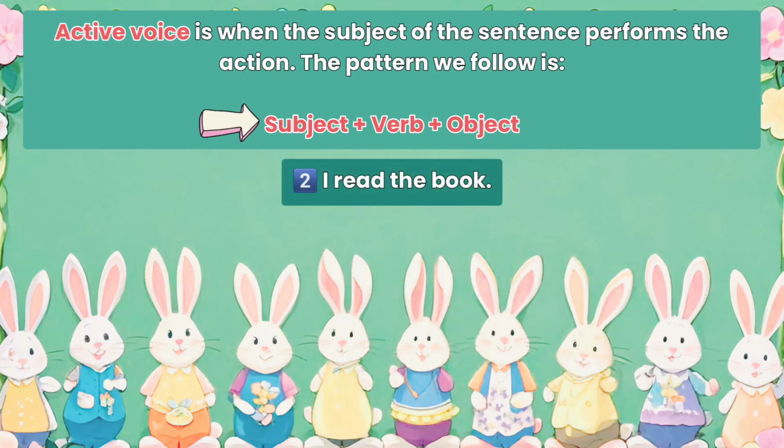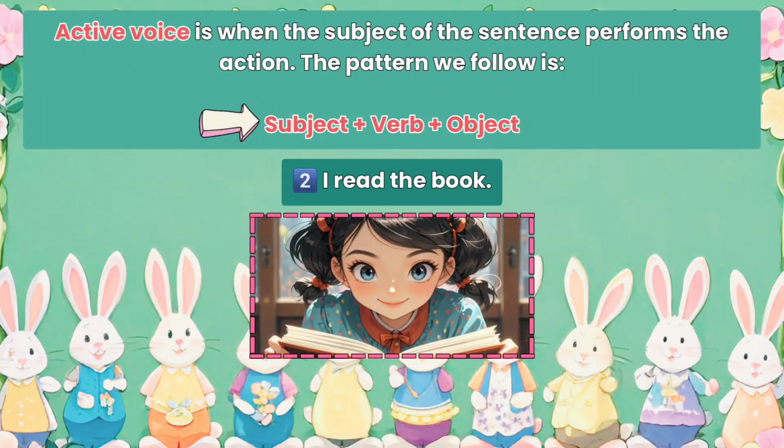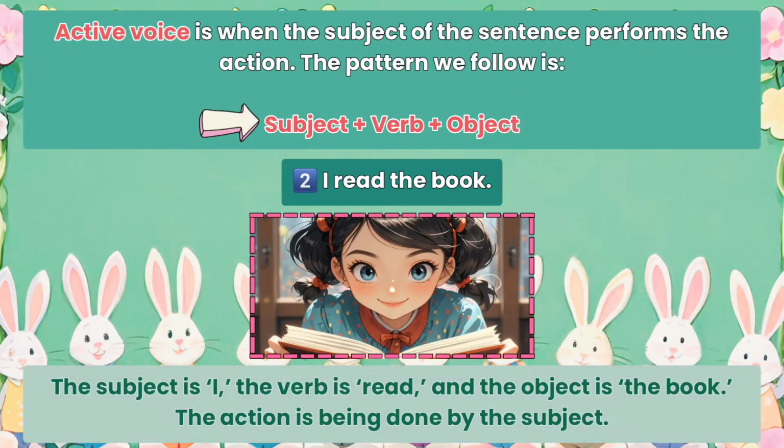Second example, I read the book. The subject is I, the verb is read, and the object is the book. The action is being done by the subject. So remember, in active voice, the subject is the one doing the action.